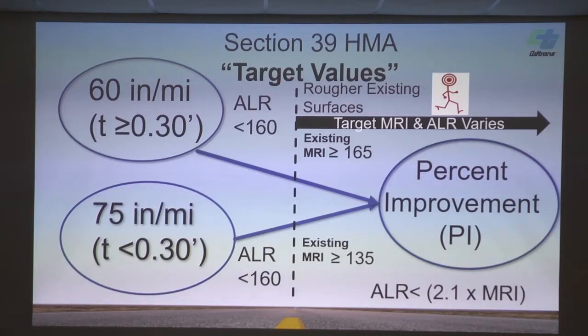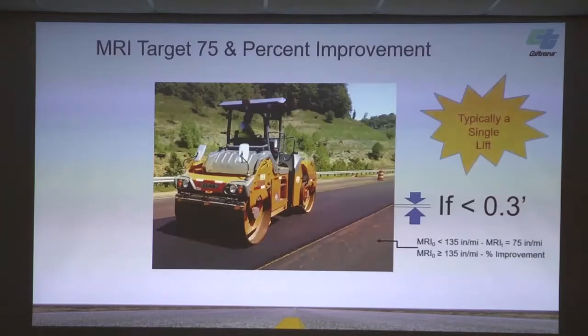So this spreadsheet that we have will tell you what that spec limit is. If it's not 160, it's going to tell you when it's other than 160.